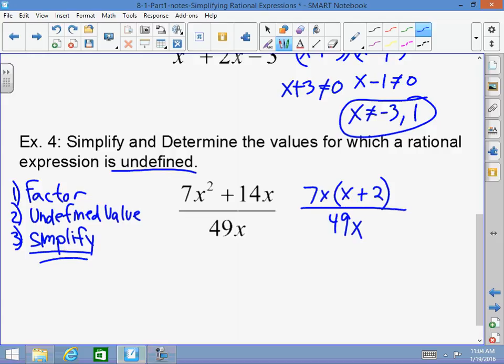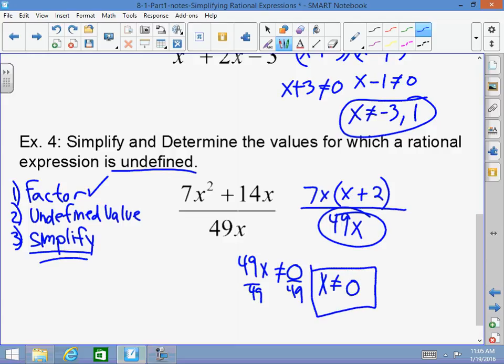So we factored. Now let's find the undefined values. Well, set the denominator not equal to 0. So 49x cannot equal 0. Divide by 49. So x cannot equal 0.